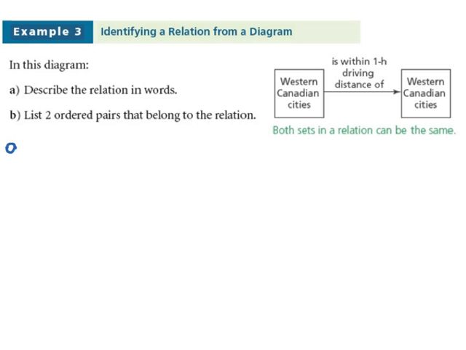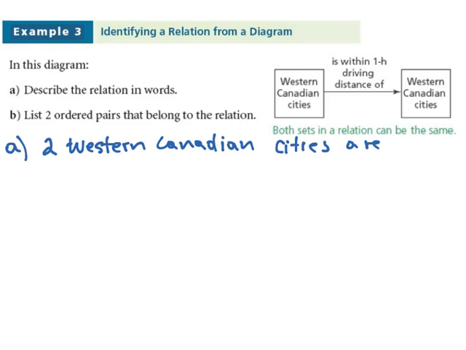That means two Western Canadian cities are within 1 hour of driving distance.